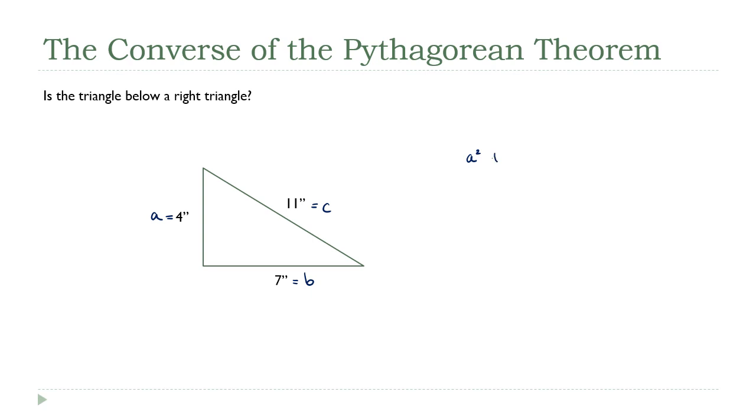A squared plus B squared is 4 squared plus 7 squared. That's 16 plus 49, which is 65. All right, now let's do the C part. C squared is 11 squared, which is 121. So these two are not equal, which means this is not a right triangle.